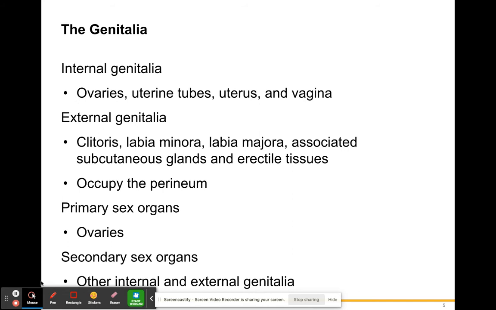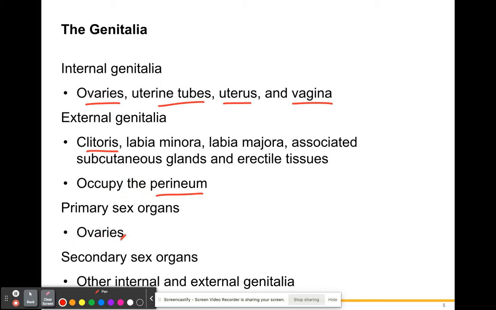The internal genitalia of the female reproductive system are the ovaries, uterine tubes, uterus, and the vagina. The external genitalia are the clitoris, labia majora and minora, and associated subcutaneous glands and erectile tissues. All of these external genitalia occupy the perineum, which is that space between the thighs, which we looked at in the last lecture, and we will look at it again in this lecture.